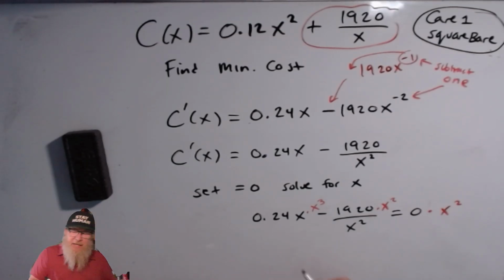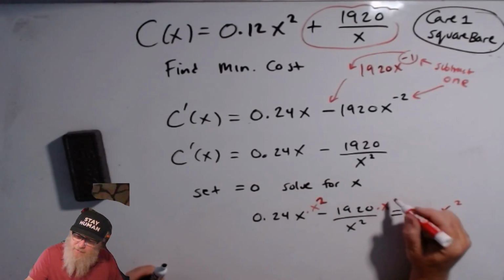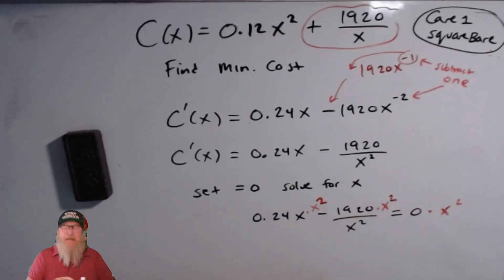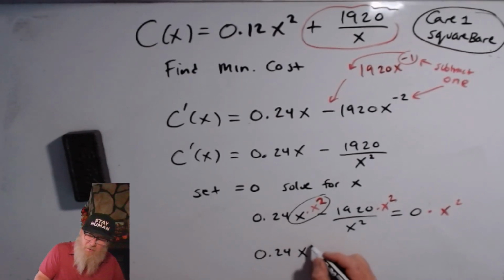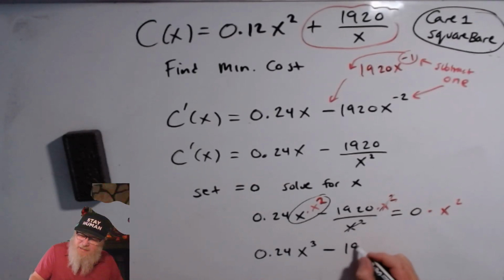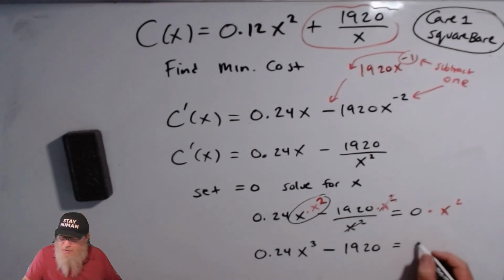All right. So that gives you multiply by x squared. I almost wrote x cubed. I'm jumping ahead. So this will become x cubed now. 0.24 x cubed. These guys will just cancel. You get 1920. And when you multiply this side, you don't change it.